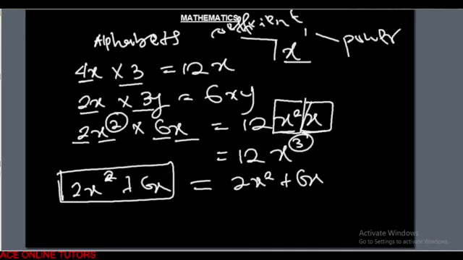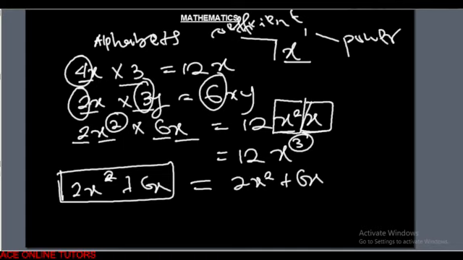So we have to know all this. Those are the things that we're supposed to know for now. We need to know what we call the coefficient. This is a coefficient, this is a coefficient, this is a coefficient. The number that is attached to a variable or to an alphabet is what you call the coefficient.